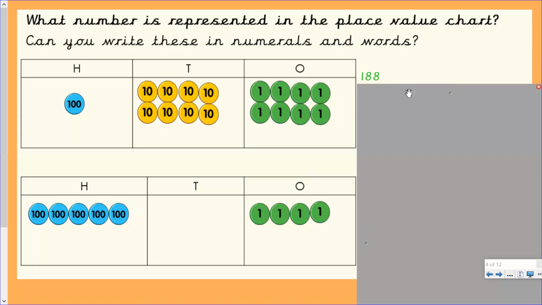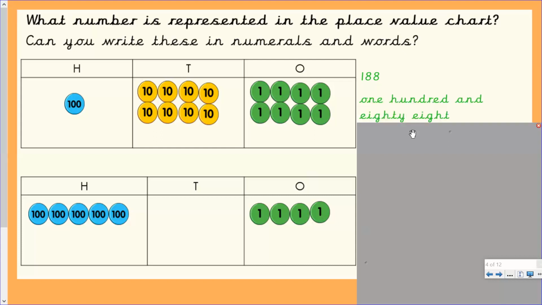I hope you've had a go at writing it in words as well. This is how you would write 188 in words. If you've made mistakes with the spelling, you can correct them now that I've shown you.